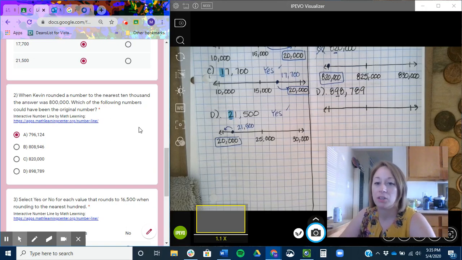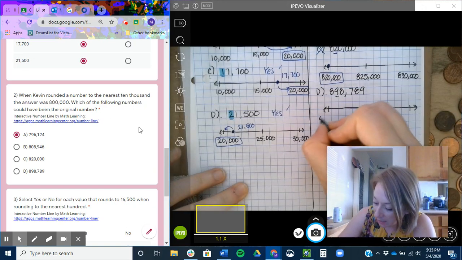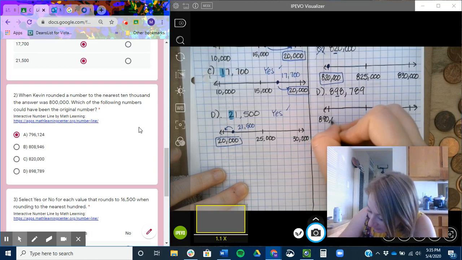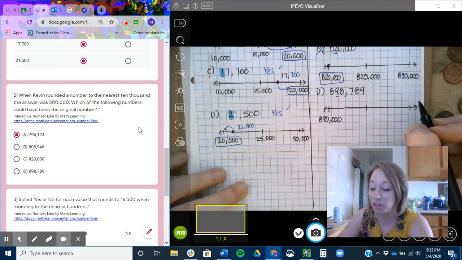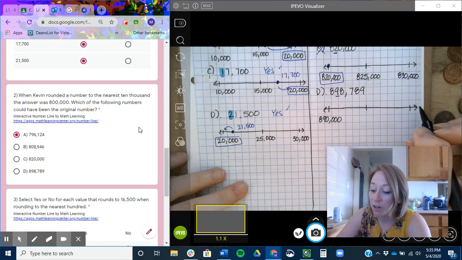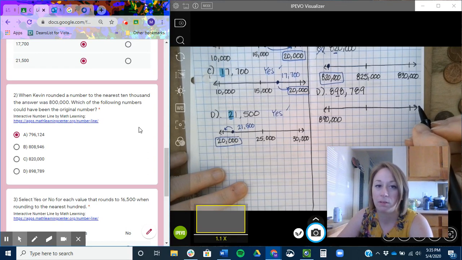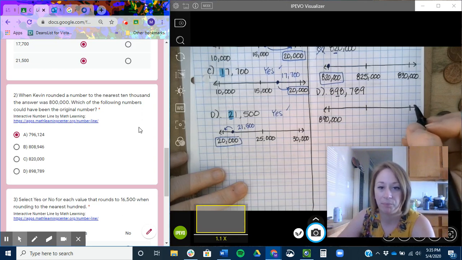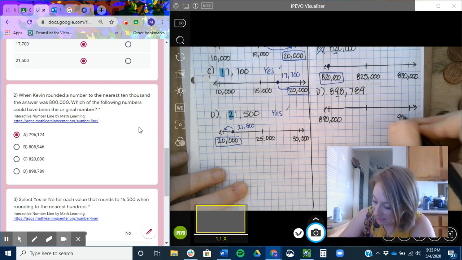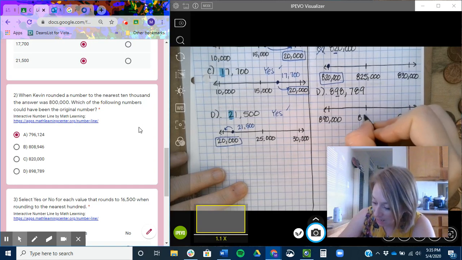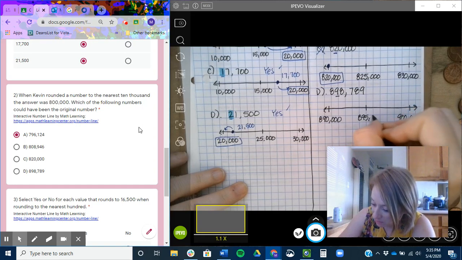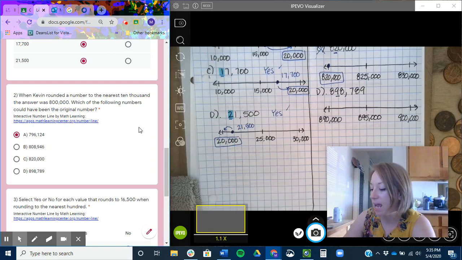All right, so then we would label 890,000. And what would be the next 10,000? Your hint is from our example choice A on this question. Nice. 900,000. And then the value that's in the middle is 895.